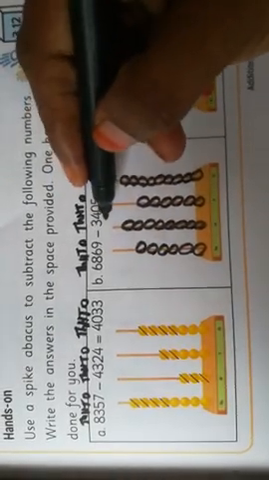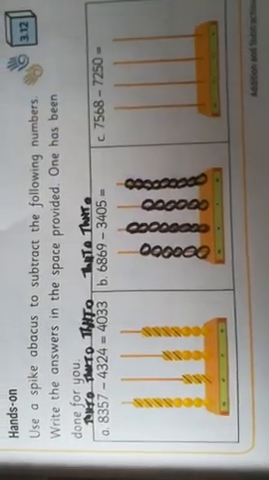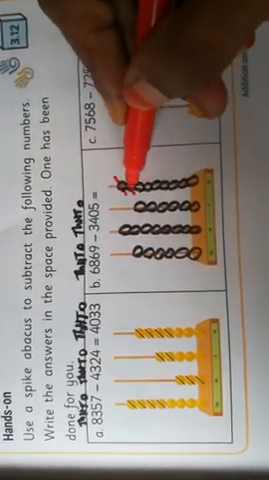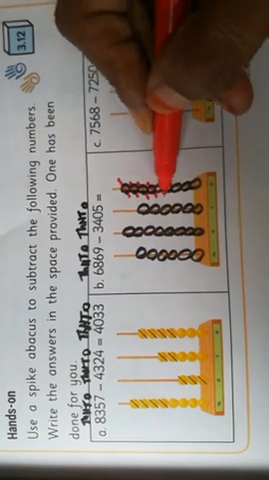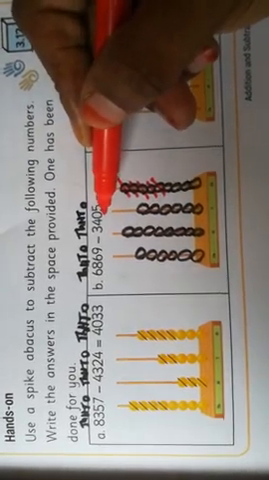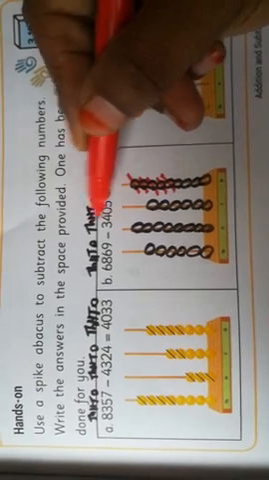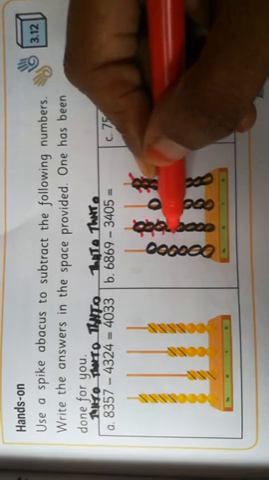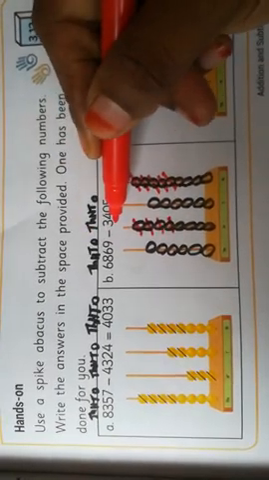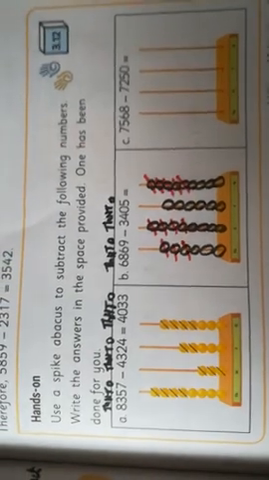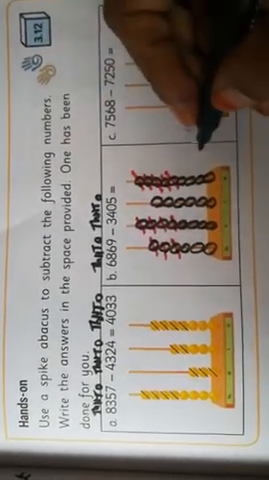Then second number 3405. In ones place we have to strike it off 5. So 1, 2, 3, 4, 5. In tens place 0. 0 means we have to strike out nothing. Then hundreds place number 4. 1, 2, 3, 4. In thousands place number 3. 1, 2, 3. Then we have to count the remaining beads, then write the answer.